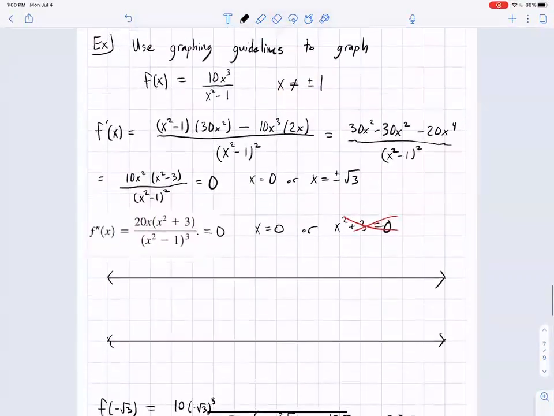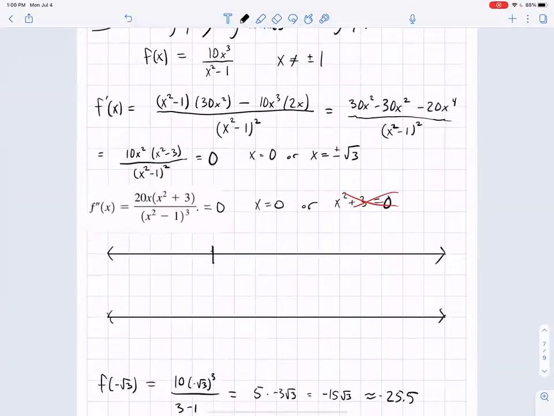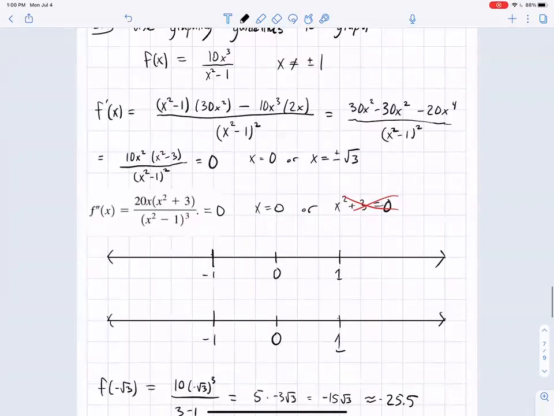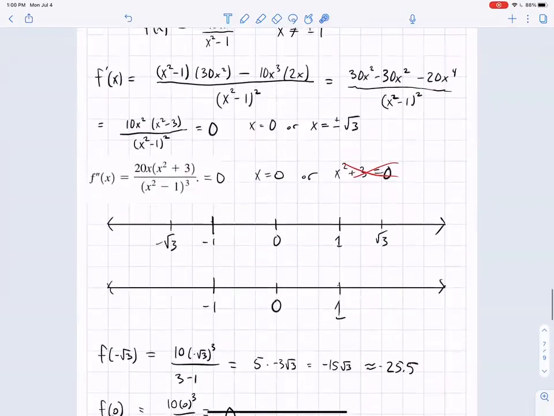All right, so now how do we use all this information? Let's first put in the asymptotes. So this is going to be -1, -1. And then let's do maybe 1 and 1. And then we have a possible inflection point at 0 and a possible critical point at 0. And then plus or minus root 3. So let's say that this is root 3 and this is negative root 3.